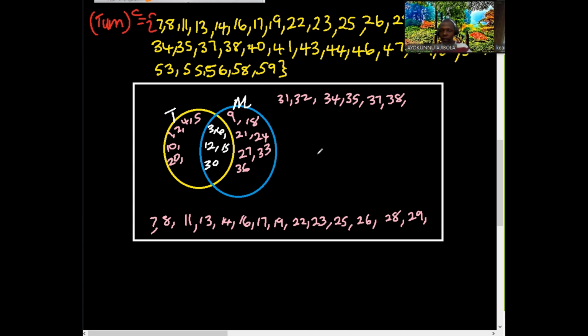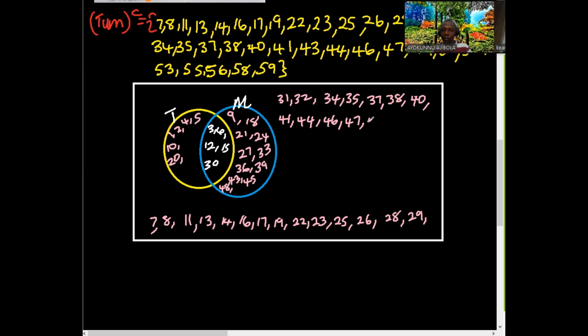Now 37, 38. Where does 39 go? 39 goes here. Where does 40 go? 40 here, okay. 41. 42 is a multiple of 3. Then we have 44, 45, okay. Oh, 45 is also a multiple of 3, okay. Then 46, 47, 48 is a multiple of 3.